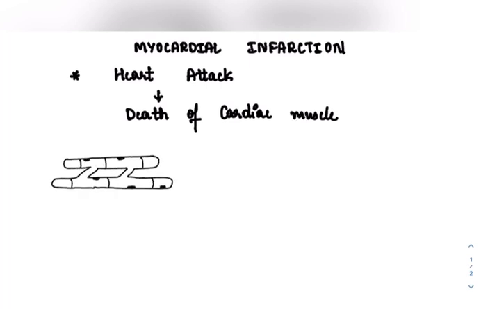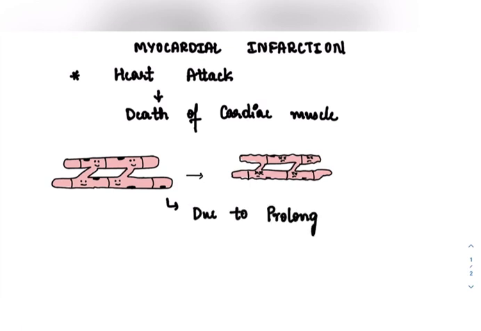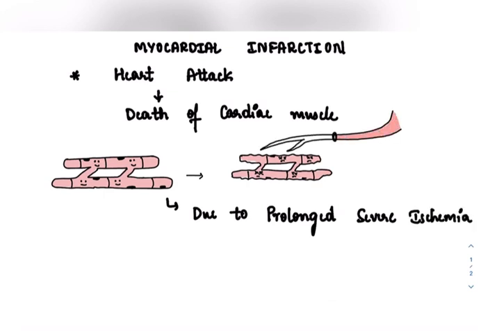As you can see in this illustration, there is cardiac myocyte death. This is called myocardial infarction. This cardiac myocyte death is due to prolonged severe ischemia. Ischemia is nothing but what? Decreased or diminished blood supply, or no blood supply to the heart or cardiac myocytes. That leads to death of cardiac myocytes. Now let's discuss the pathogenesis of myocardial infarction.